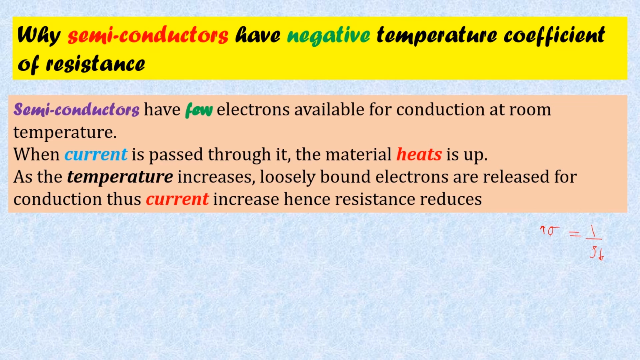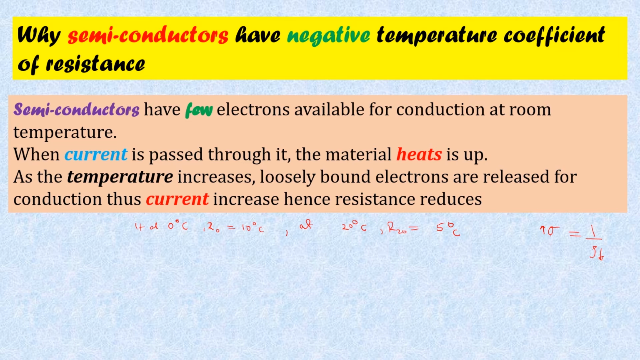For example, if at 0 degrees Celsius the resistance of that material is 10 ohms, and at 20 degrees Celsius the resistance of that material is 5 ohms, it means that the temperature coefficient of resistance, which is the fractional change in resistance, will be negative.